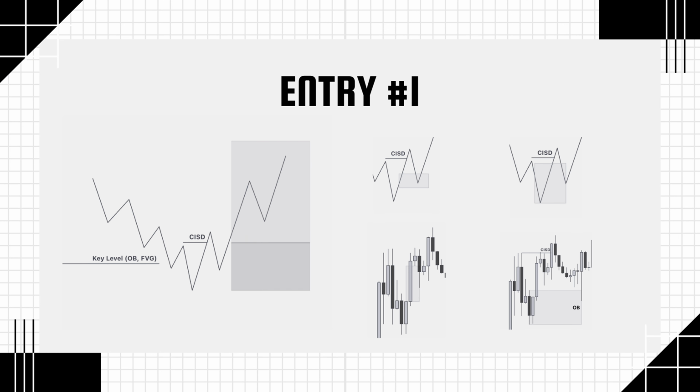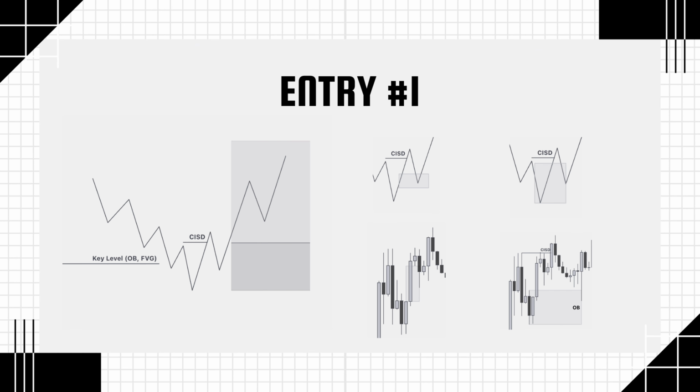You wait for the CISD, you have the fair value gap entry where you always wait for a CISD, and then maybe market gives you a nice fair value gap, such as in this first example here. All the way on the right on the two pictures, you can see the order block entry. You still wait for the CISD, but in this case, market mitigates the order block. So you can mark out the order block, which is the last black candle after the CISD occurred.